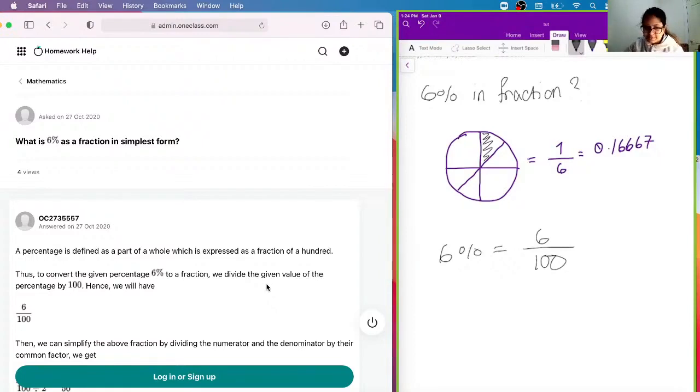And so now what it says is to simplify this fraction. So we already got our fraction of 6%. And to simplify this, we need to find a number that is divisible into both 6 and 100. In this case, since both are even numbers, we can try 2. So we can divide the numerator by 2 and the denominator by 2. Okay, and so you get 3/50.